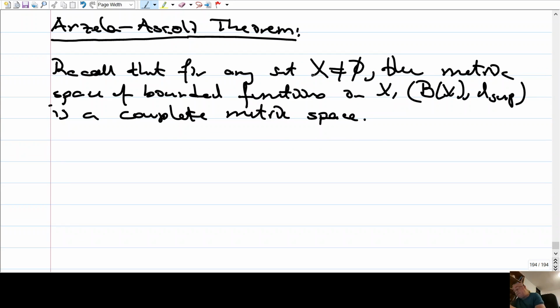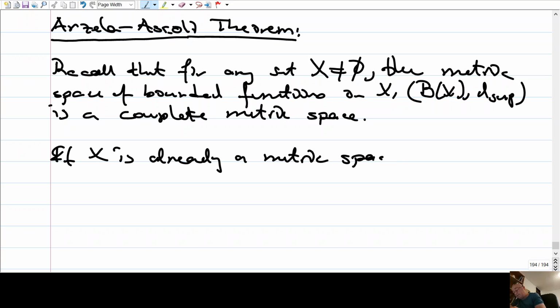And if X is itself a metric space, then of course this is again a complete metric space. This result is true for any set. We don't need any structure on X. For any set X, the set of bounded functions is complete. But if X is already a metric space, then we may talk about, for example, continuous functions on X, right?